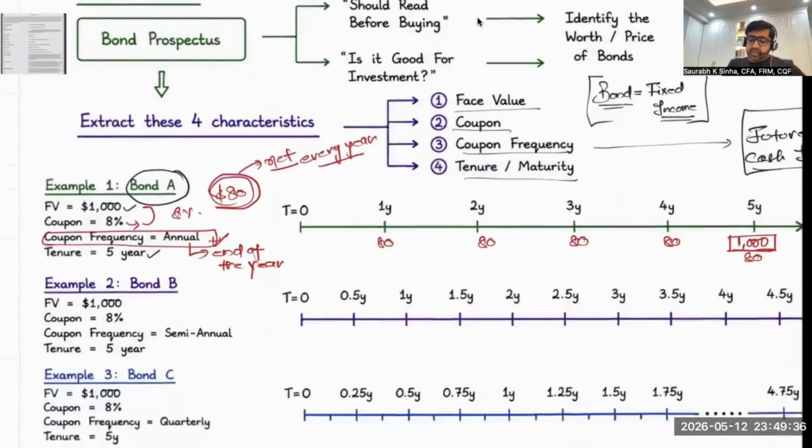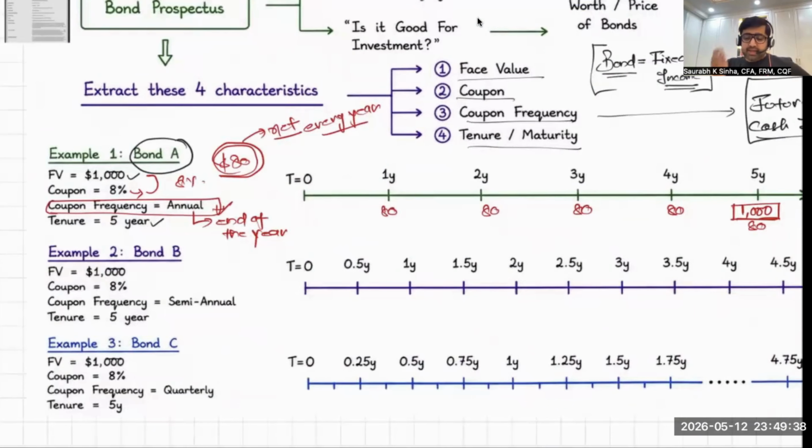Cool. Now let's move to bond B, example 2. Nothing has changed because I want to keep it simple. I said face value is 1,000. So the face value is 1,000. Coupon is 8%. Coupon frequency is semi-annual. And the maturity is 5 years. What has changed in example 1 and 2? Just frequency. Nothing else? Everyone agrees to this? Except frequency, nothing has changed, because I have to teach you something important about the frequency.